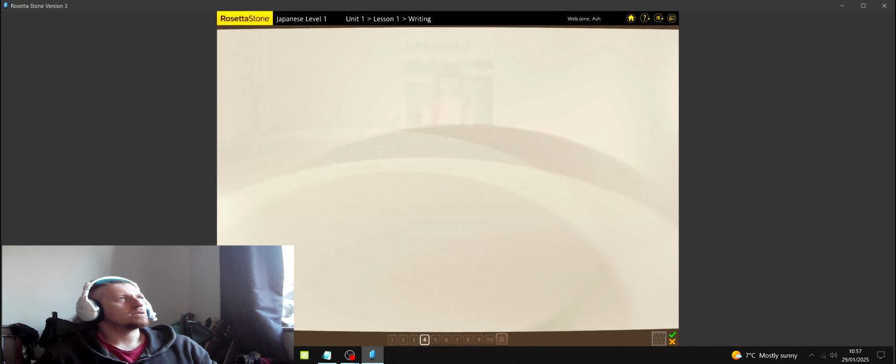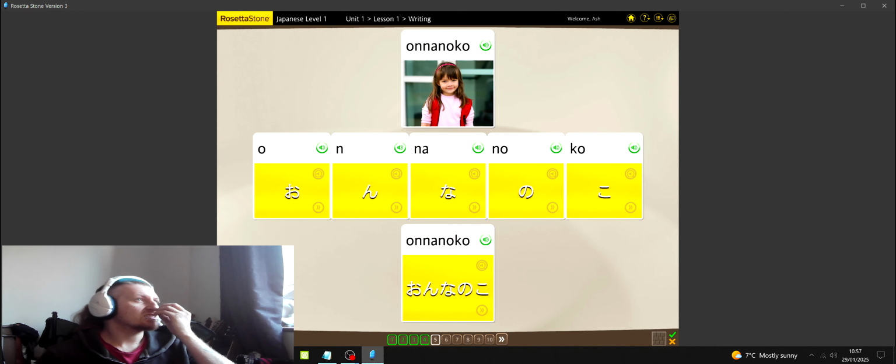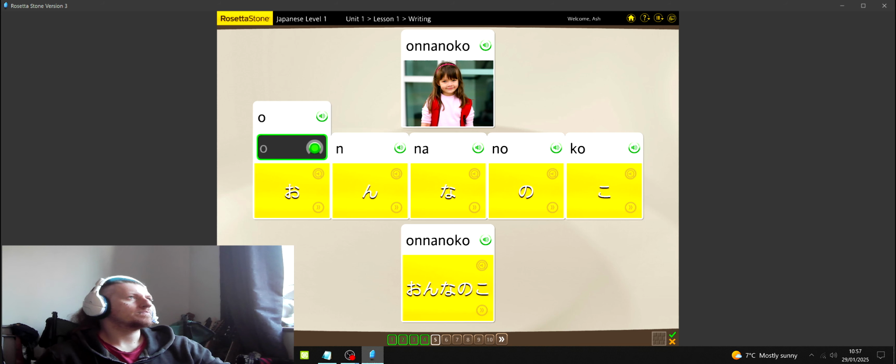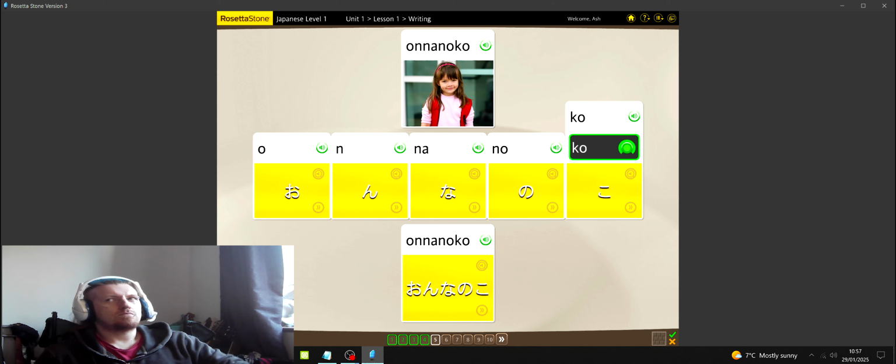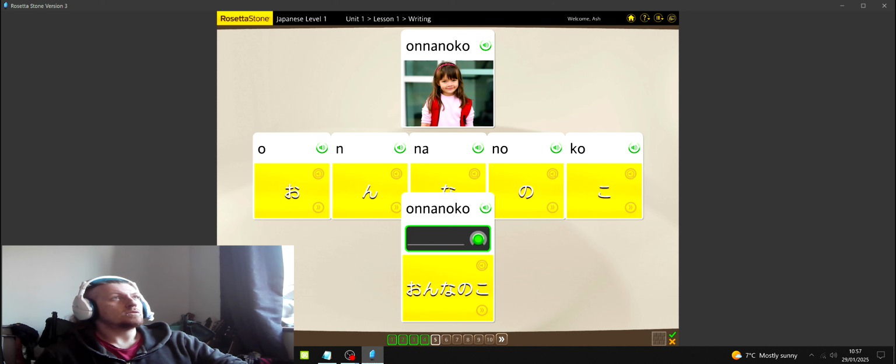Let's go to 女の子, slide 5. お, O. お, ん, n. ん, な, na. な, の, no. の, こ, ko. こ, 女の子, Onna no ko.